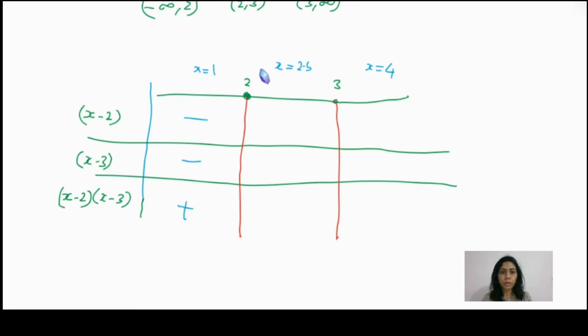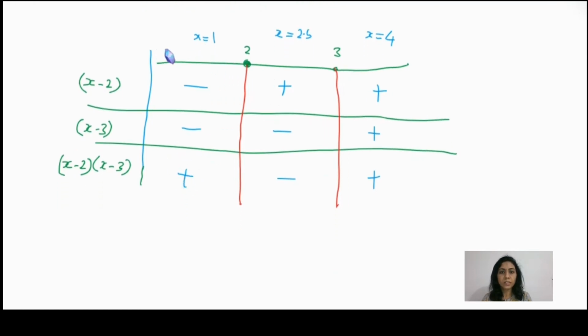Okay, 2.5. Now we can put here 2.5. So this is 2.5 minus 2, it is plus, and 2.5 minus 3 is minus 0.5, it means minus. And when we multiply, plus times minus, because this value is plus, this value is minus, so the answer is negative. Okay, here x is equal to 4. 4 minus 2 is 2, which is positive. 4 minus 3, which is also positive. Positive times positive, positive.